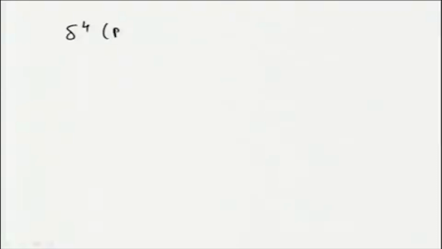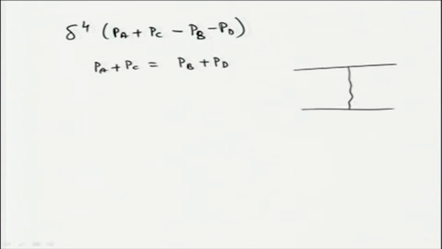And what does that tell you? The delta function of p_A + p_C - p_B - p_D tells us that p_A + p_C is equal to p_B + p_D. What is p_A? It is essentially the initial momentum of one particle, and p_C is the initial momentum of the other particle.